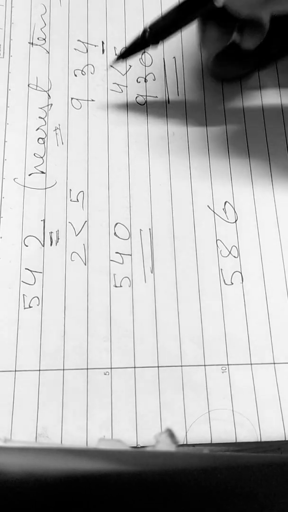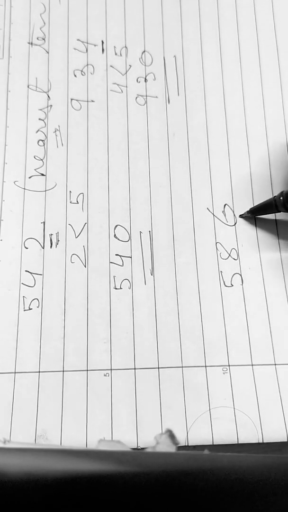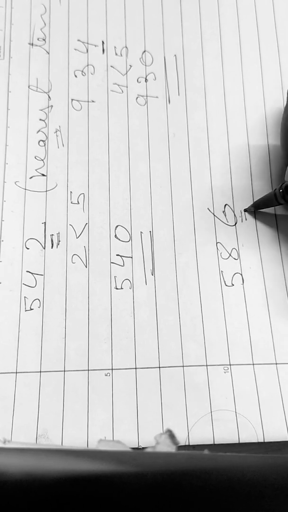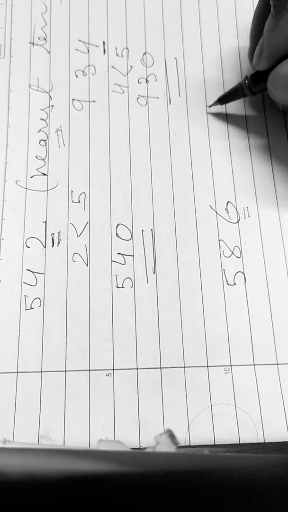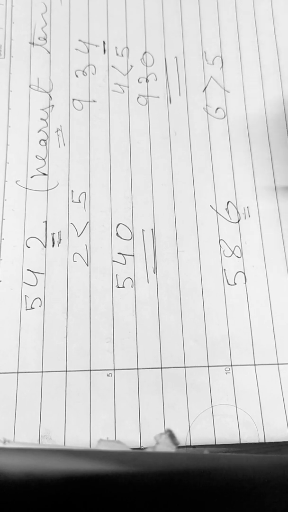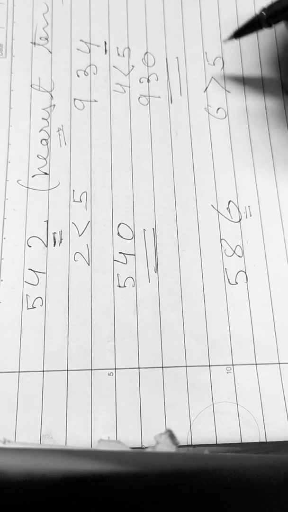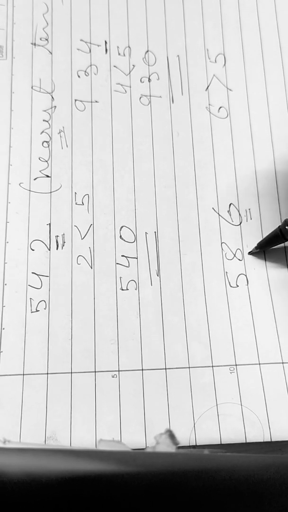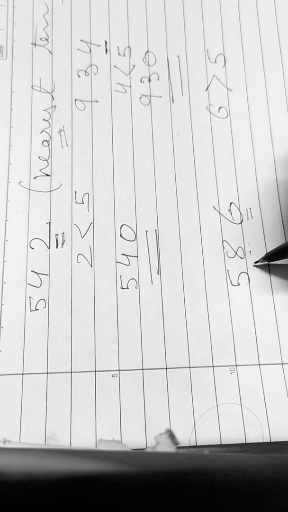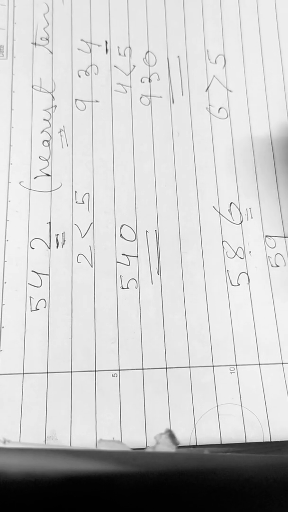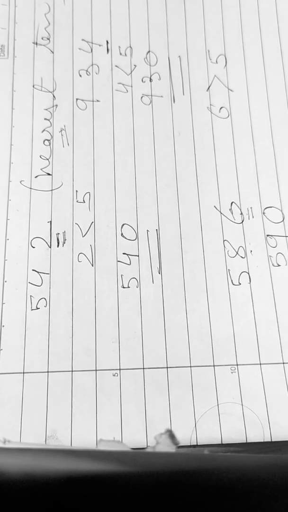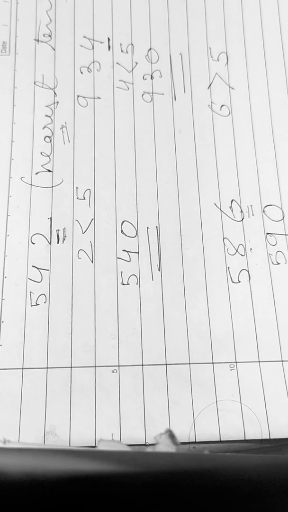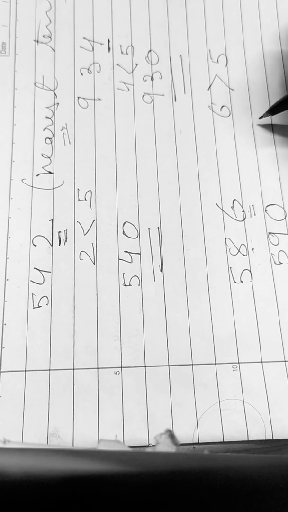Take another example, 586, nearest 10. We have to round it off to the nearest 10. See, at unit place which digit is here? 6, and 6 is greater than 5. So what will we do? We will increase the digit which is at 10th place by 1. So this 58 will become 59, and this 6 will become 0. 590. Clear?